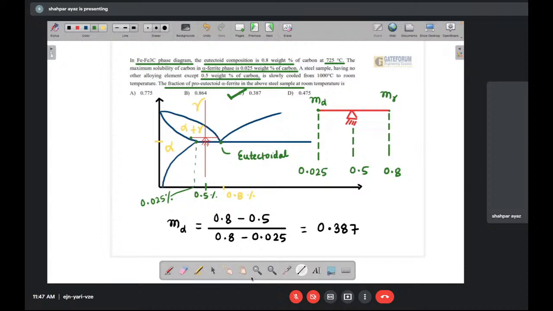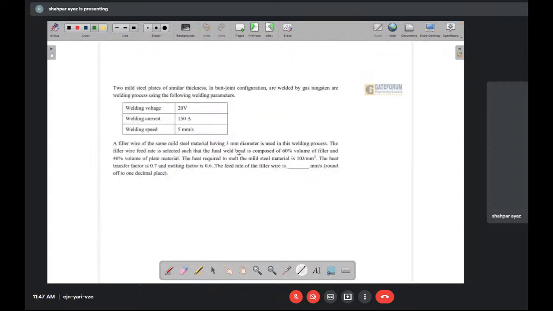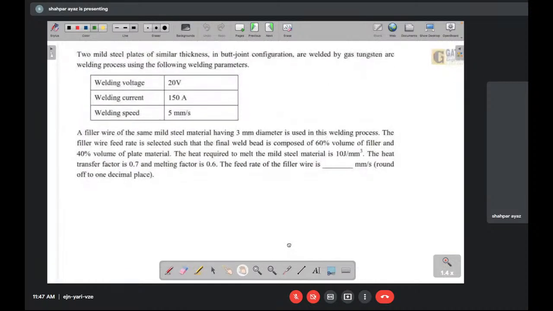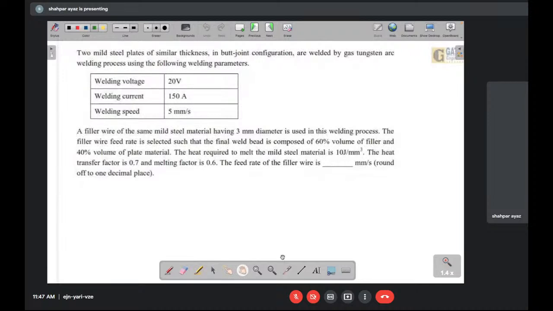Now the next problem that we have on our computer screen. See, this is the problem, guys. You can see this: two mild steel plates. It is a problem from the welding chapter that we are going to do. Welding chapter, quite easy problem. Anyone, you can try this.